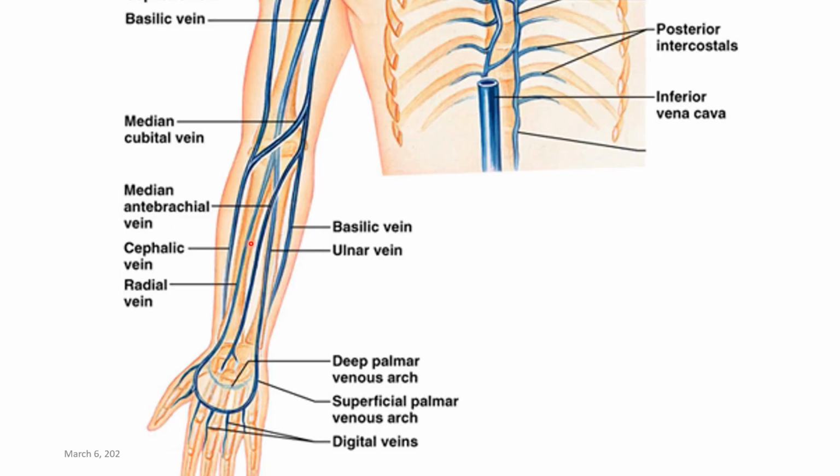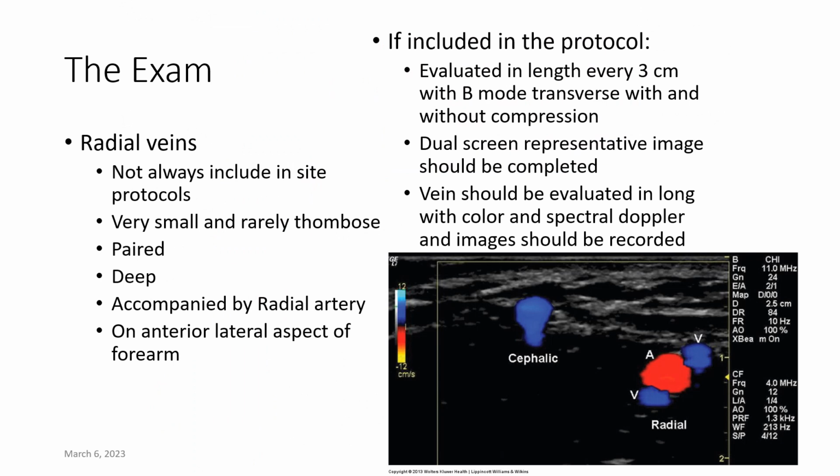Okay, so now we're going to go down and look at our radial and ulnar veins. Those come together, like we said, at this antecubital space, and that produces the brachial that we just spoke about. So our radial veins are always going to be on the thumb side of our arm. These are not always included on site protocols, so it's a good idea to know how to do them, but you may or may not be required to. Usually these are paired, they're deep, they're very small, and they rarely thrombose, and that's why many places leave it out of the protocols.